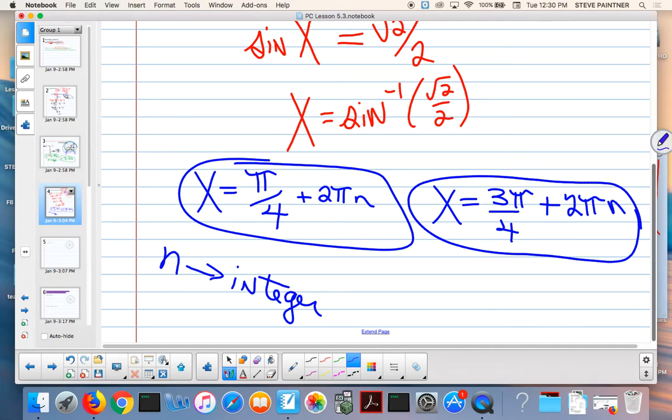Okay. You just have to know what quadrants your answers fall in. Because I had a positive ratio and it's sine, it's in quadrant 1, quadrant 2. The previous problem was negative, quadrant 3, quadrant 4 for sine. Okay?